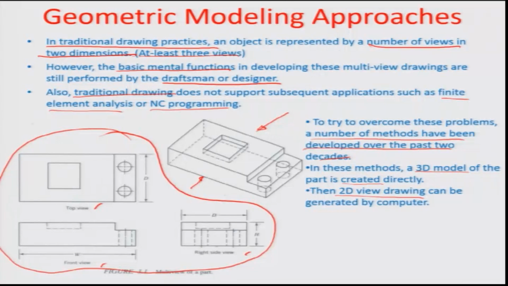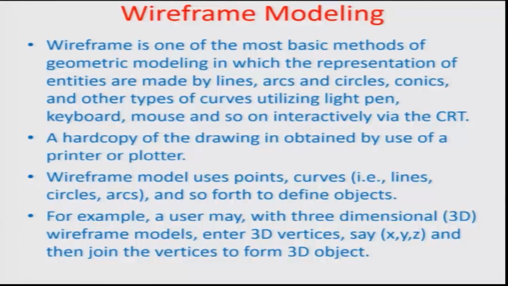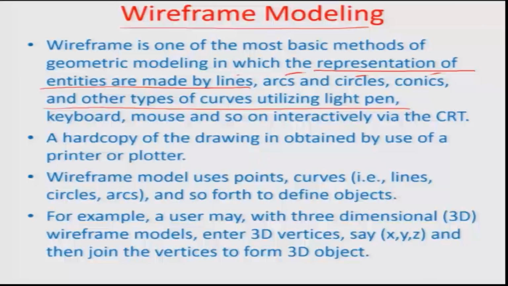So, the first aspect is how you represent through the most simplified form, which is known as wireframe modeling. It is one of the most basic methods of geometric modeling, and in this method you represent entities which are regular in shape through very well defined geometric entities like lines, arcs, circles, conics, and other types of curves. This can be done using a light pen pointing into a cathode ray tube screen, or a keyboard, and that is where the technology assistance has happened.